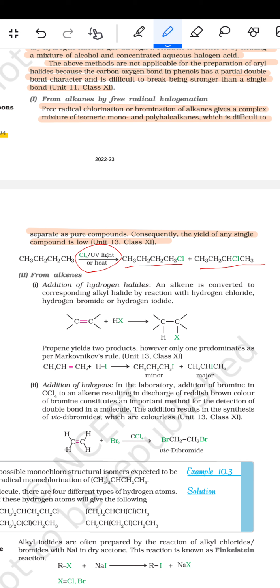From alkenes, by addition of hydrogen halides, an alkene is converted to the corresponding alkyl halide by the reaction with hydrogen chloride, hydrogen bromide or hydrogen iodide.